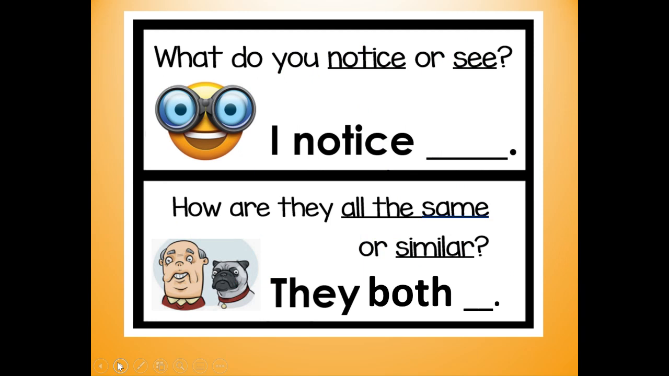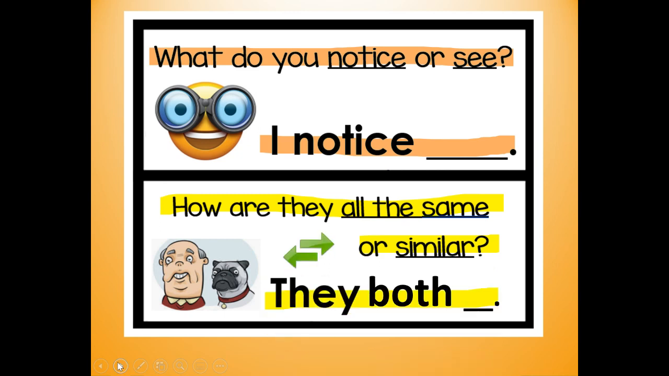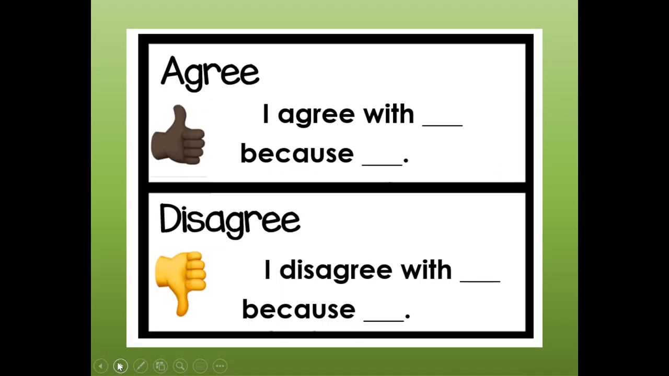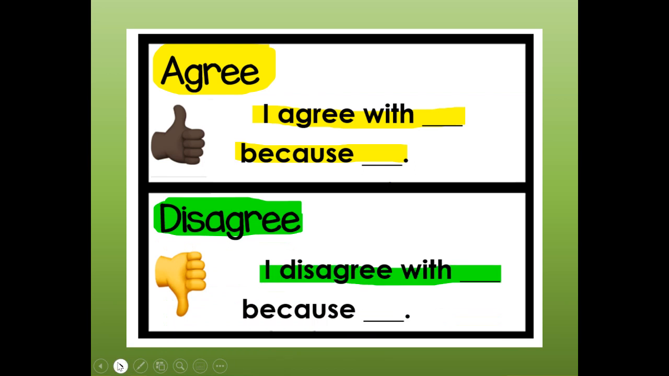I'm going to ask you 2 questions for each pair of pictures. What do you notice or see? And you're going to say, I notice or I see. And then I'm going to ask, how are they all the same or similar? And you're going to say, they both. You're going to tell me how the pictures are the same or similar. And you may agree with me or your partner, and you may say, I agree with you, Mrs. Pearson, because, or I disagree with you because, and tell me why.